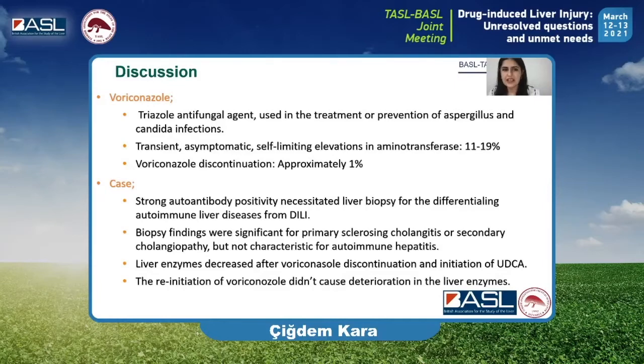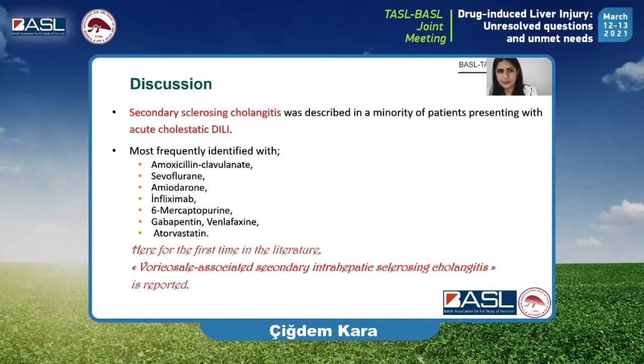In this case, strong autoantibody positivity necessitated liver biopsy for differentiating autoimmune liver disease from DILI. Biopsy findings were significant for primary sclerosing cholangitis or secondary cholangiopathy, but not characteristic for autoimmune hepatitis. Liver enzymes decreased after voriconazole discontinuation and initiation of UDCA. The reinitiation of voriconazole didn't cause deterioration in the liver enzymes.